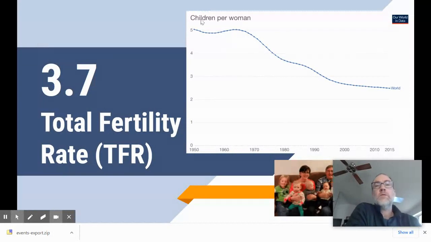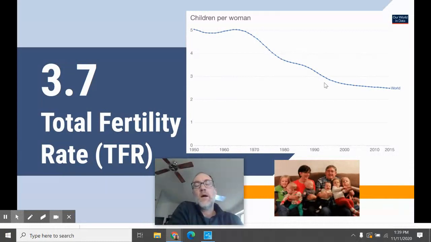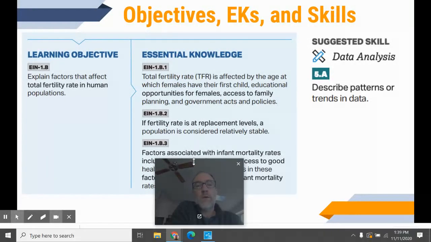All right, 3.7, total fertility rate. Here we see a graph, and we're going to be doing some graphic analysis and looking at how that's changed over time. So we're going to explain the factors that influence total fertility rate. TFR is the term you want to remember. And we're going to be talking about it in terms of reproductive replacement levels.